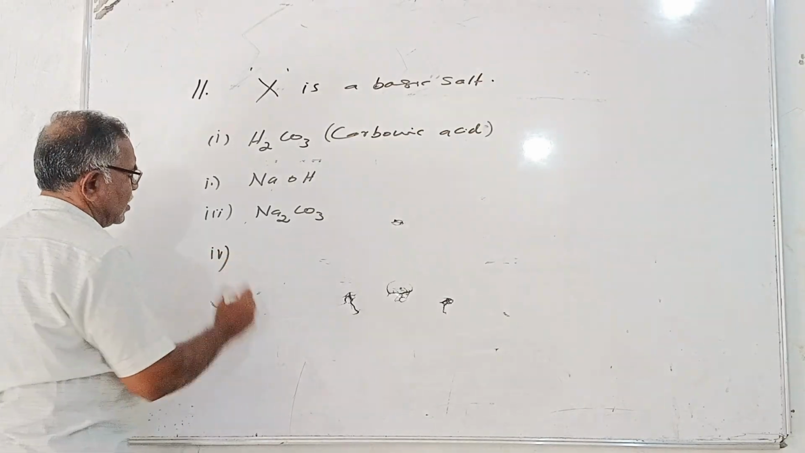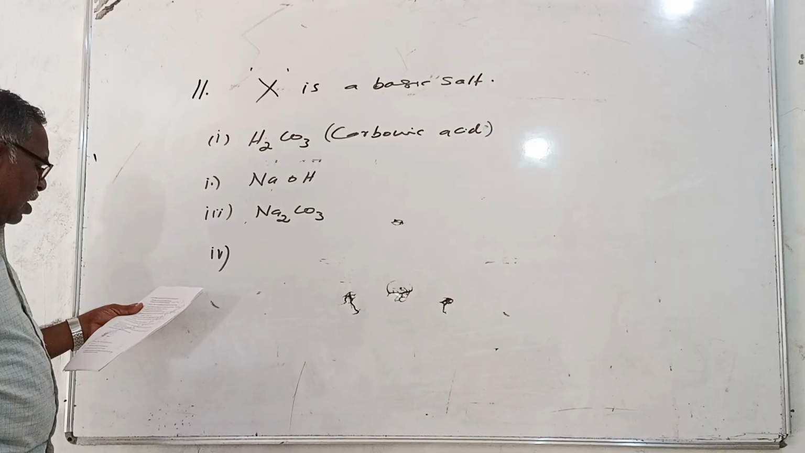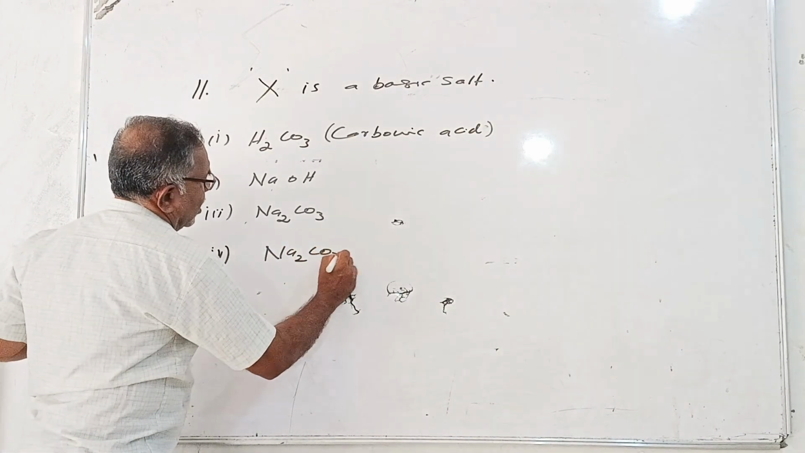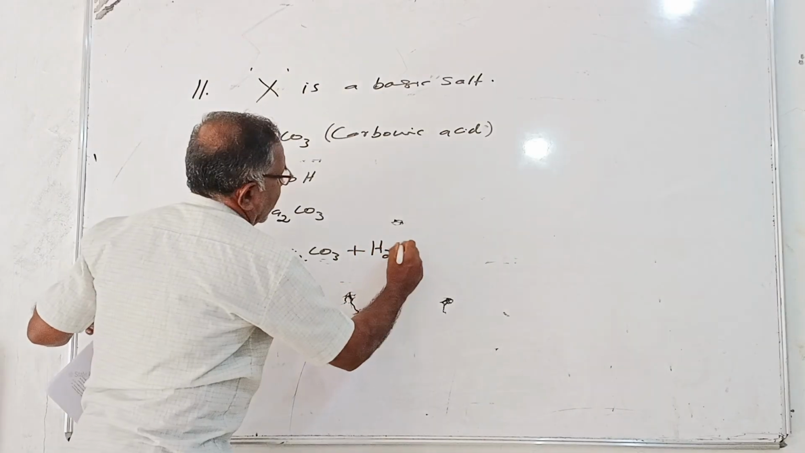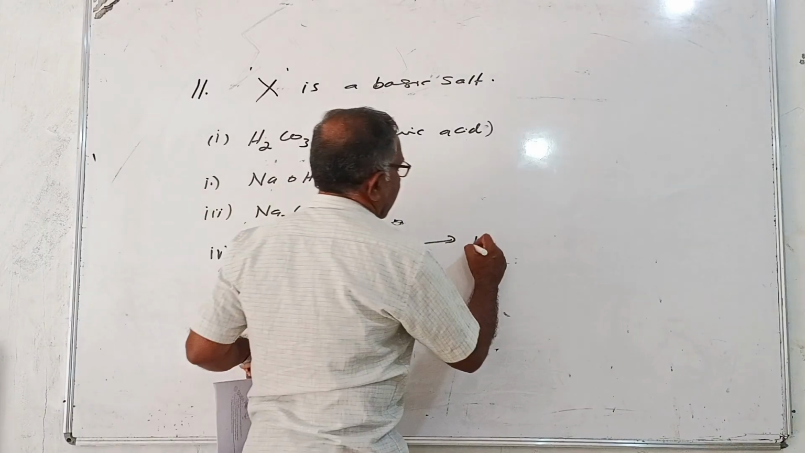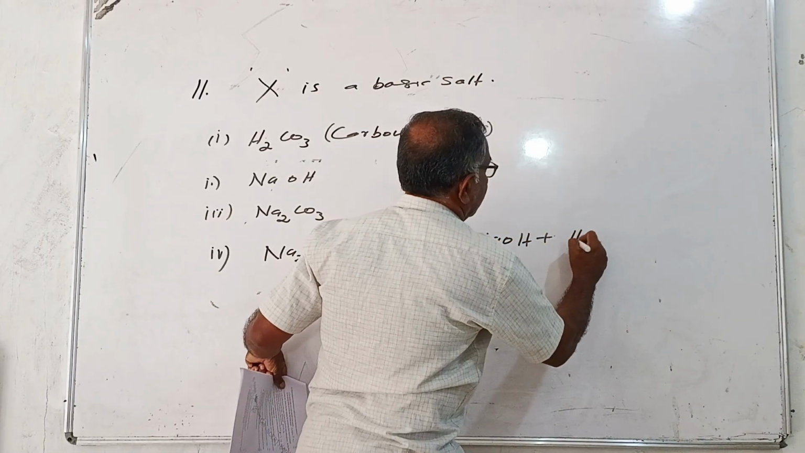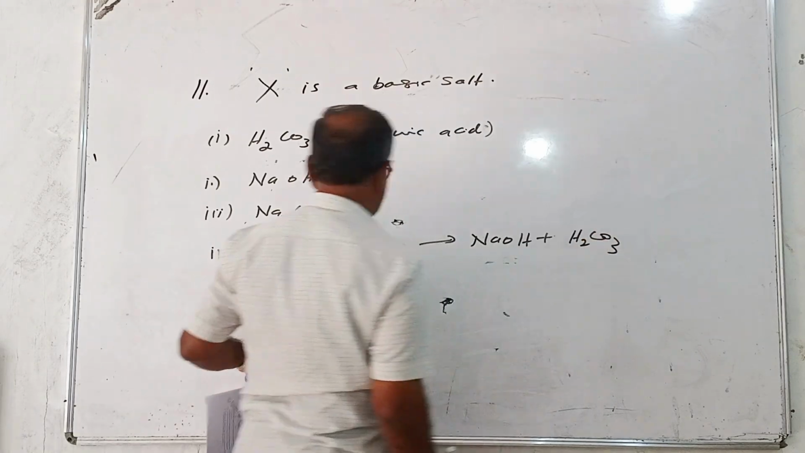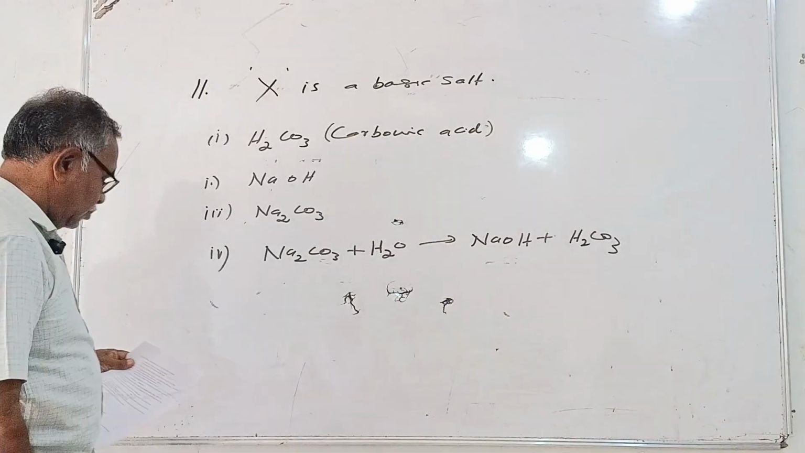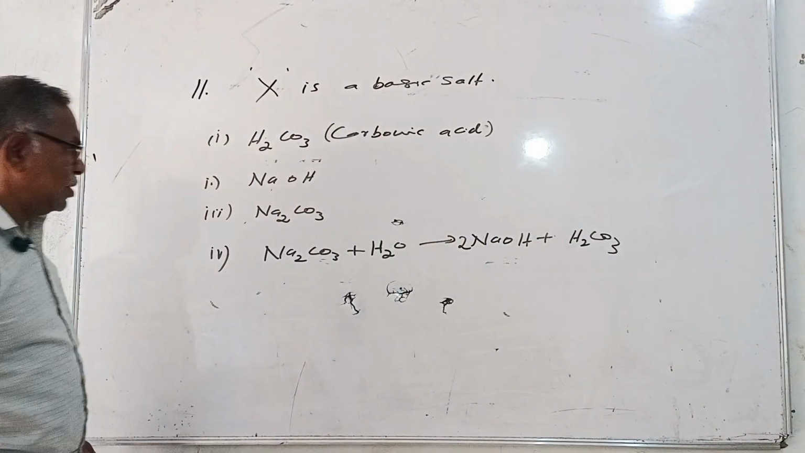They asked us to write the chemical equation of the hydrolysis of the salt. So we can write Na2CO3 plus H2O gives NaOH plus H2CO3, carbonic acid. Not balanced.